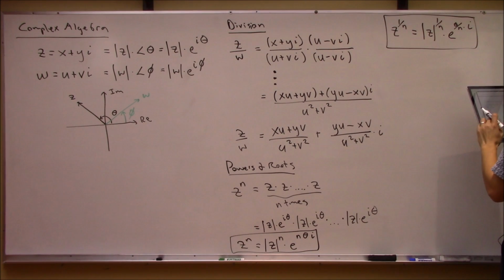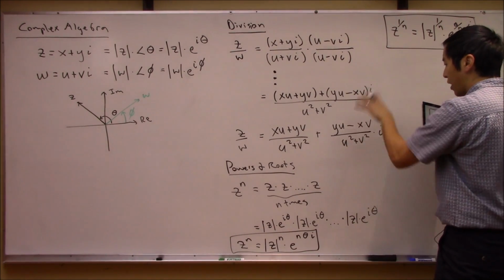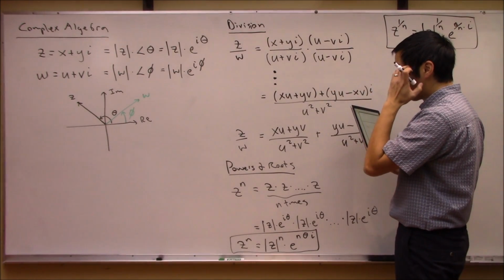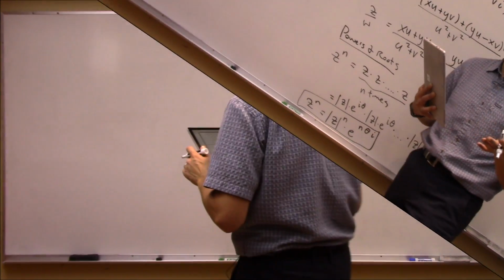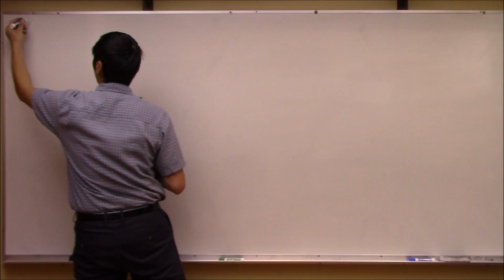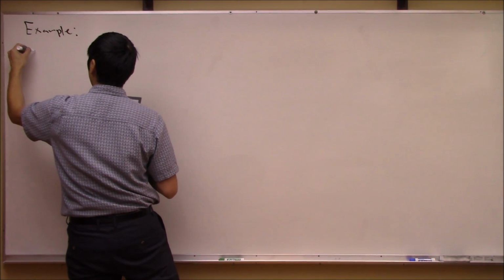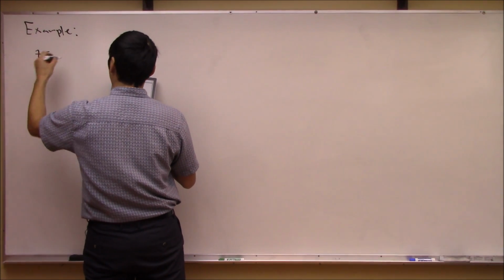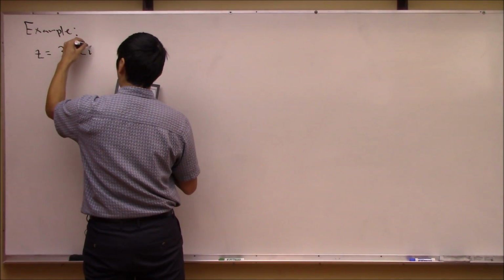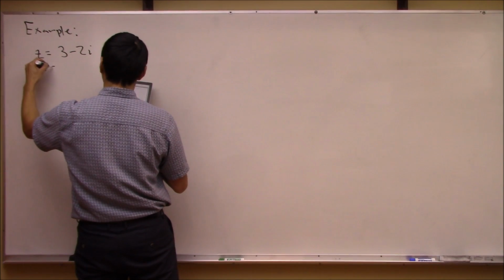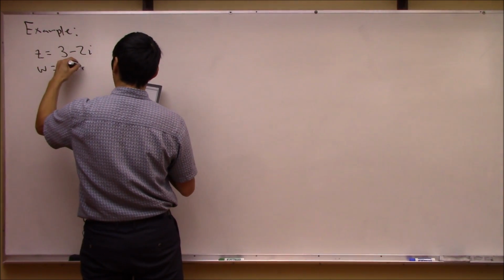Okay, so I think that's where we're at. Tell you what, just to make sure we're all on the same page, give me a second to erase the board, and let's apply all of these rules in a concrete numerical example. All right, so let's go over a very simple numerical example. Let's pick some z value of, how about, 3 minus 2i and a w of minus 4 plus i.